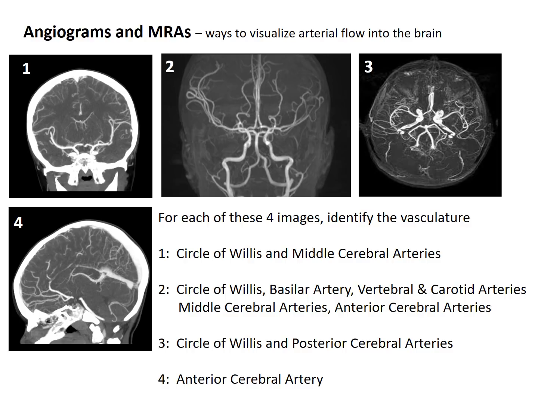In image 3, now we're looking at the base of the brain. Can you see the circle of Willis and the posterior cerebral arteries? Sometimes it's in that inferior image where you see the posterior cerebral arteries best. And then in the fourth image, in the sagittal, you should be able to see the anterior cerebral artery.